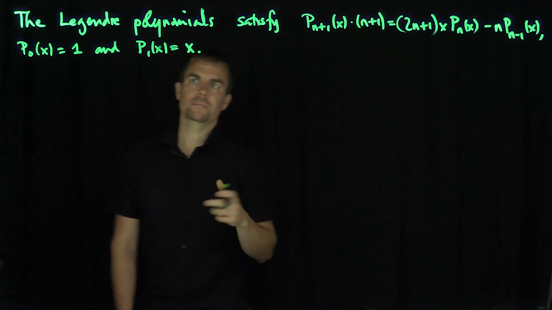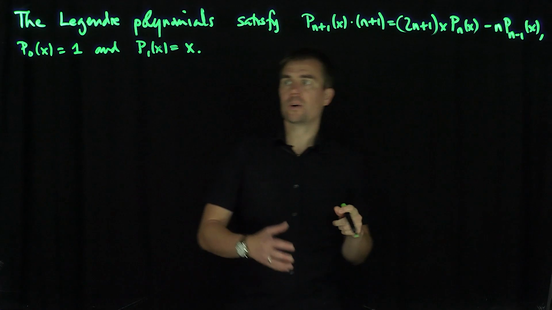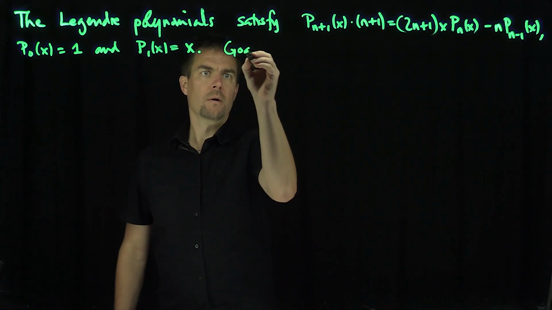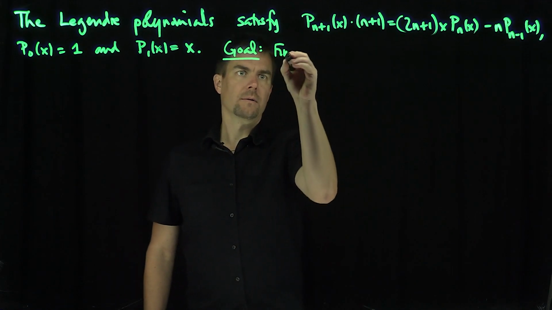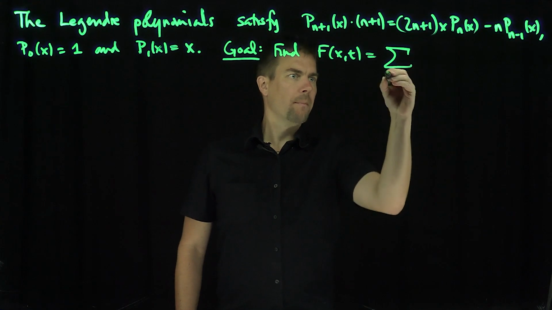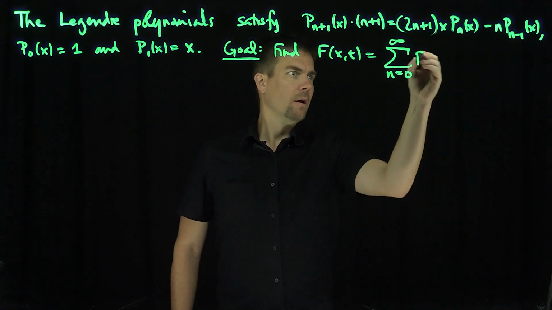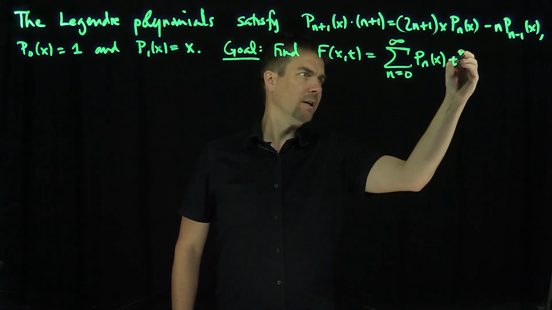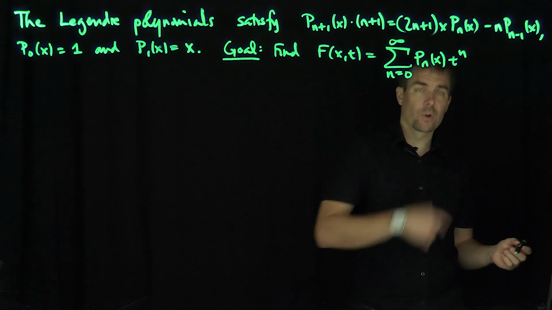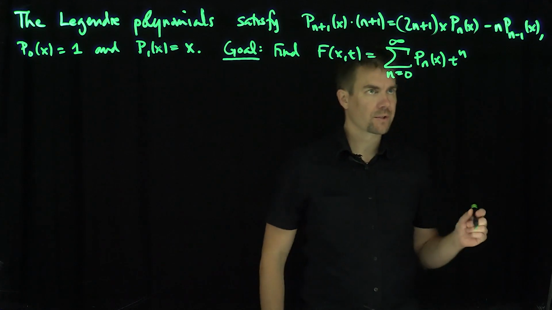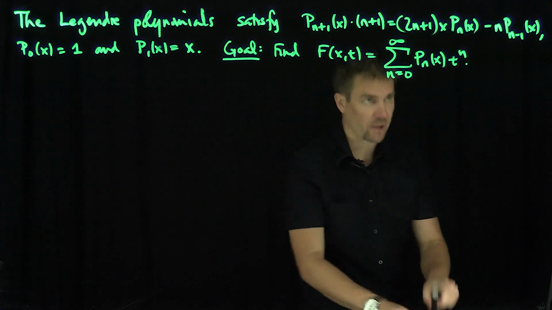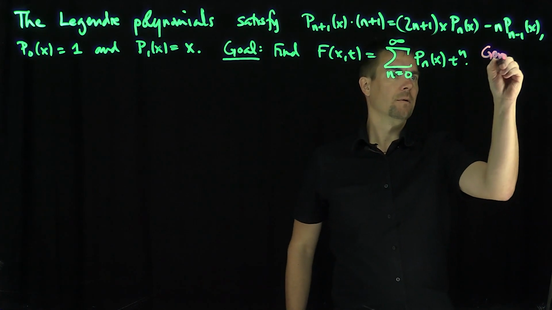Okay, all right, good. And so now what I want to do is find the generating function for these Legendre polynomials. Our goal is to find a function f(x,t) that has the form the sum, n goes from 0 to infinity, of P_n(x) t^n, where x is between -1 and 1 and t is between -1 and 1 as well. In other words, we'll have to find the radius of convergence of this series at a later point. And this function is called the generating function for the Legendre polynomials.